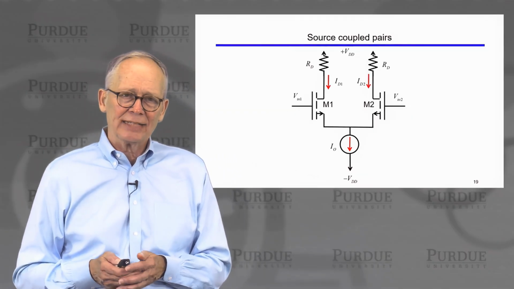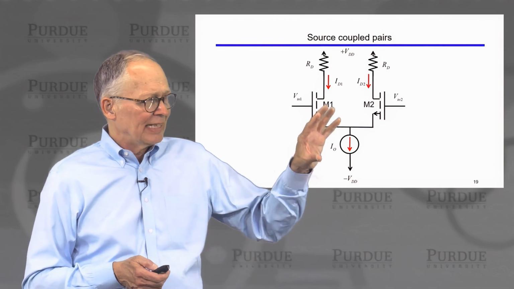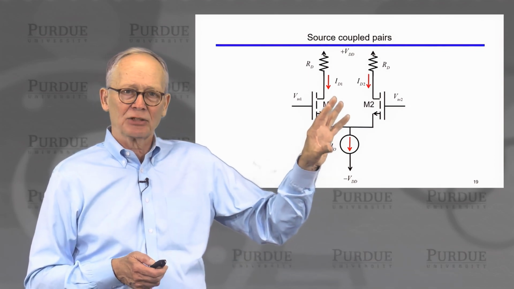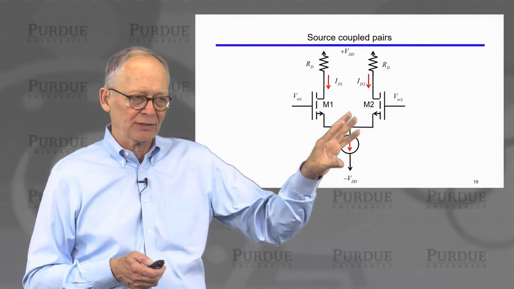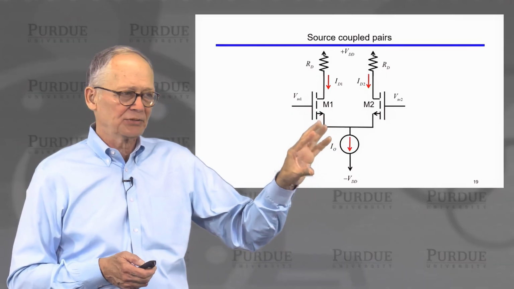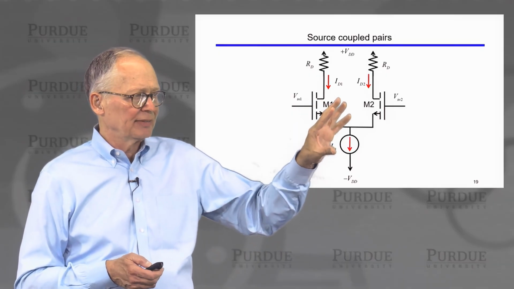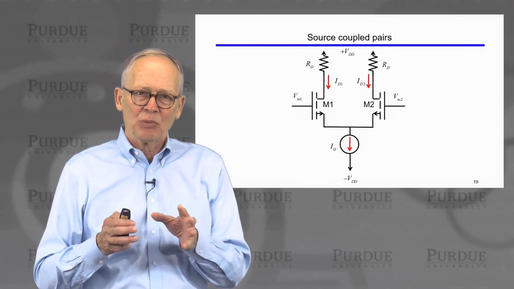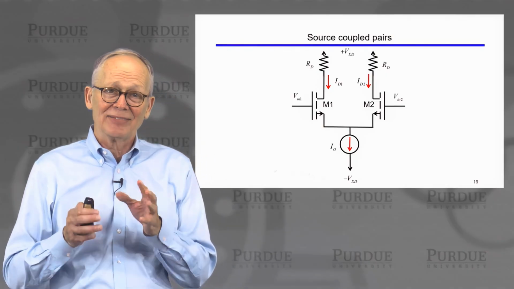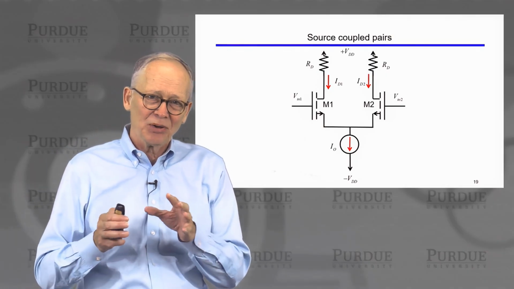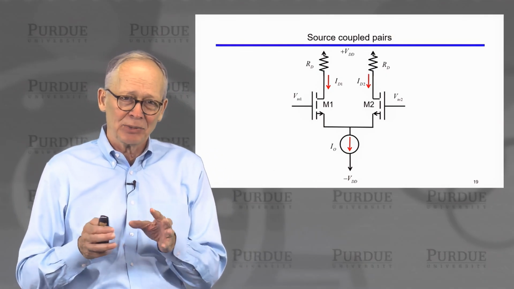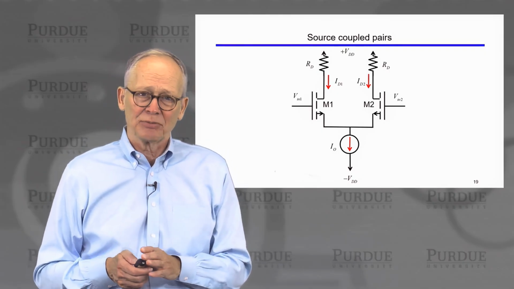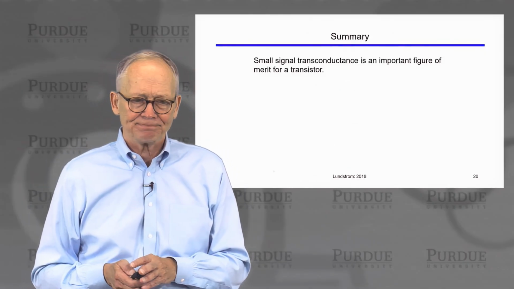Let me just mention why device mismatch is important. That's because many analog circuits are built this way in balanced pairs, source-coupled pairs of transistors. And in order for these devices to operate properly, we want both transistors on either side to have identical characteristics. Small differences in the characteristics between one and the other can degrade the performance of circuits like this.